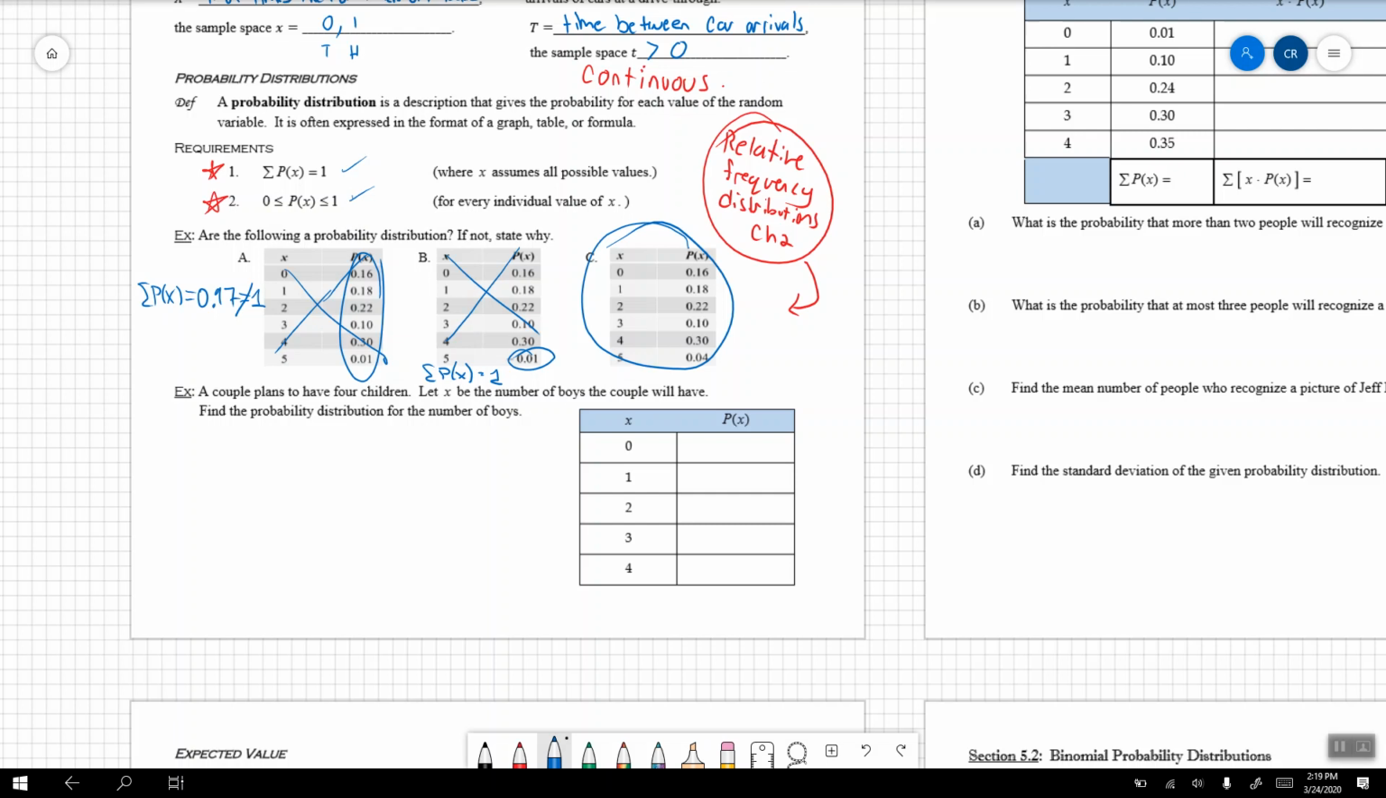Very nice. Now, for the next question, a couple plans to have 4 children. Let X be the number of boys the couple will have. So we want to find the probability distribution for the number of boys.